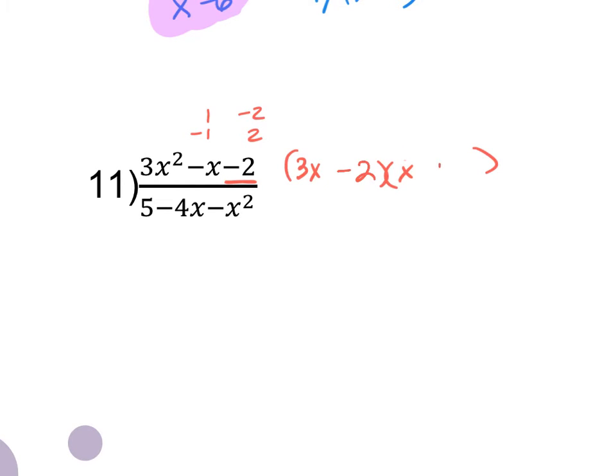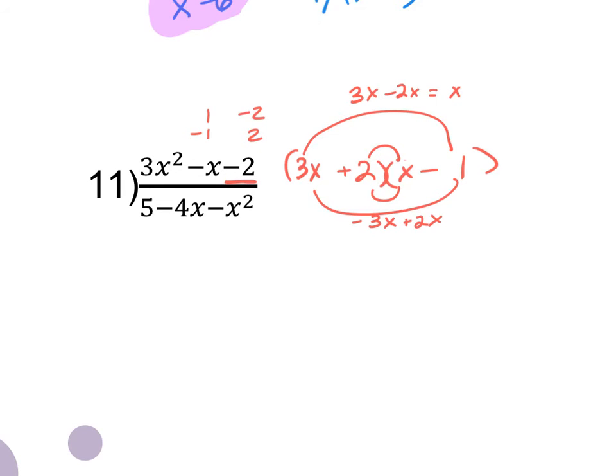Negative 2, positive 1. Outer is 3x. Inner is negative 2x. That's a 1x. So my number's right. My sign is wrong. All I have to do is switch the signs. This becomes plus. This becomes minus. And now it's negative 3x, positive 2x, which is the right sum, negative x. So that's my numerator. I'm going to rewrite it down here so we have space.